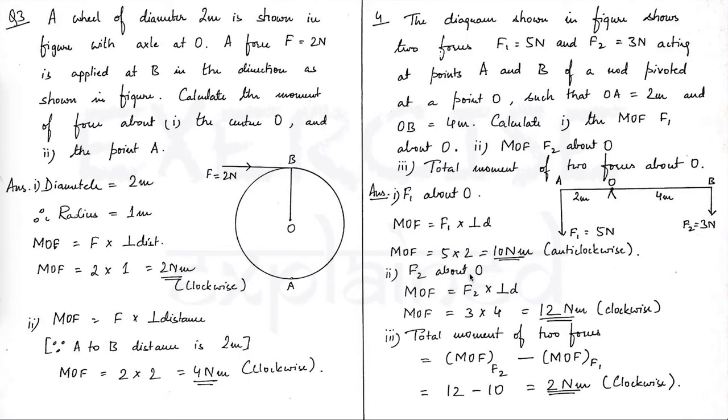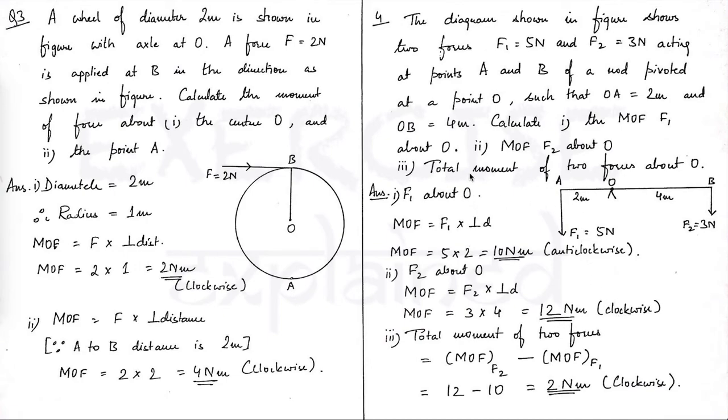Sorry, F2 about O. So for F2 about O, moment of force will be this force, that is F2, that is 3 Newton, into perpendicular distance, that is 4 meters. So 3 into 4 is 12 Newton meter. Now see here, this force F2 is acting downwards. So if I just complete the circle about O with my mouse, it is showing clockwise. So this force F2 will rotate clockwise. So we can write 12 Newton meter clockwise.